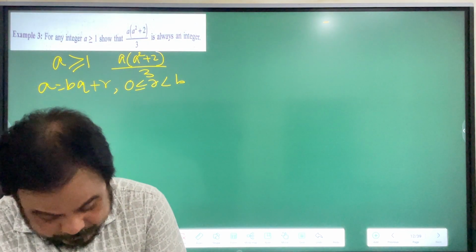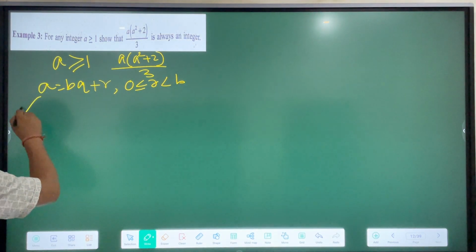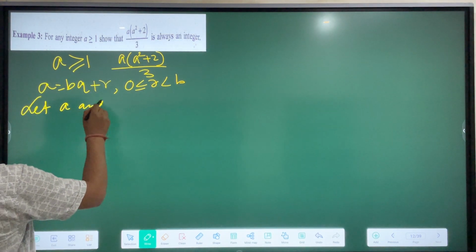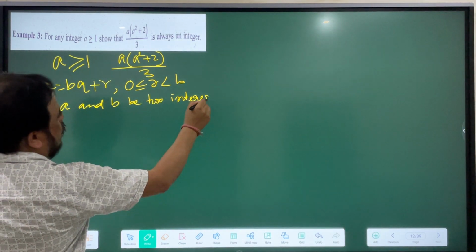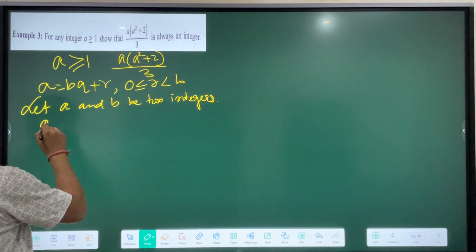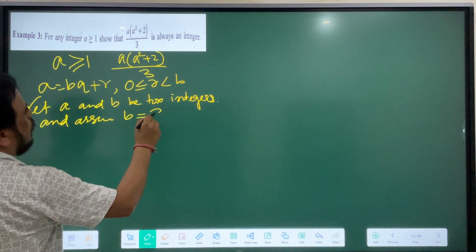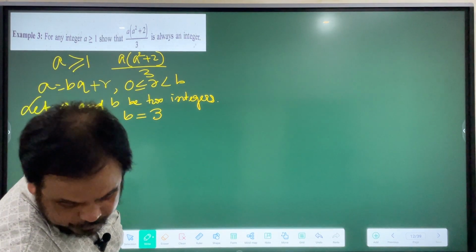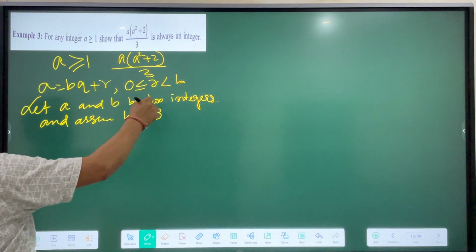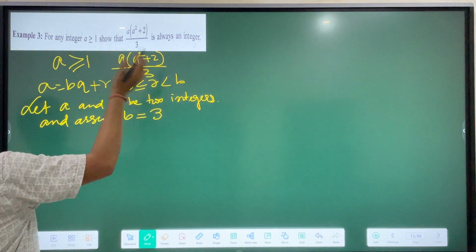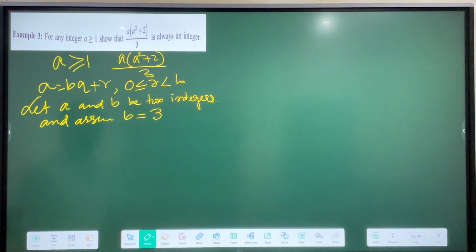Now we will take two integers: let a and b be two integers, and assume b = 3. Why is b taken as 3? Because there is a 3, so that you can get something cancelled. Since 3 is divisible by 3, b = 3 is taken. Previously 4 was taken, which I have already explained. Now we will see b = 3.